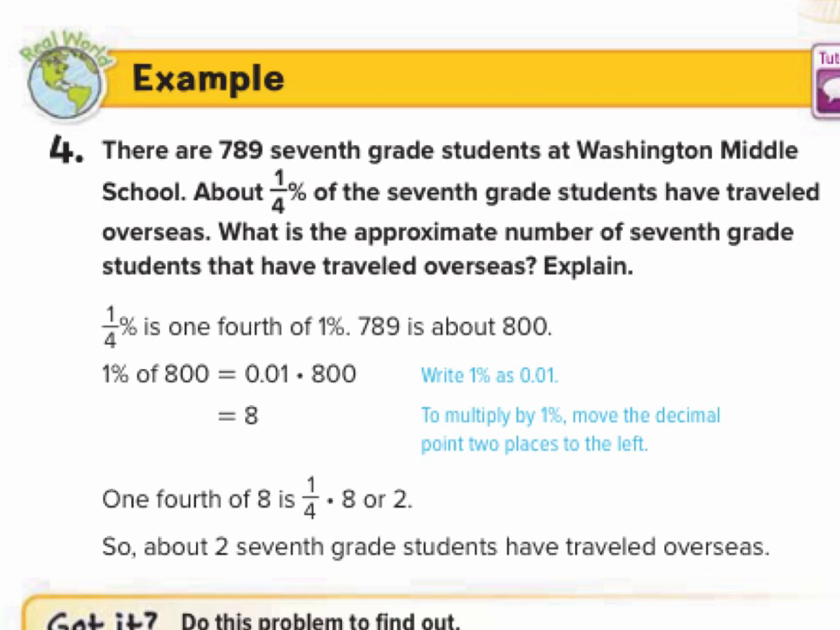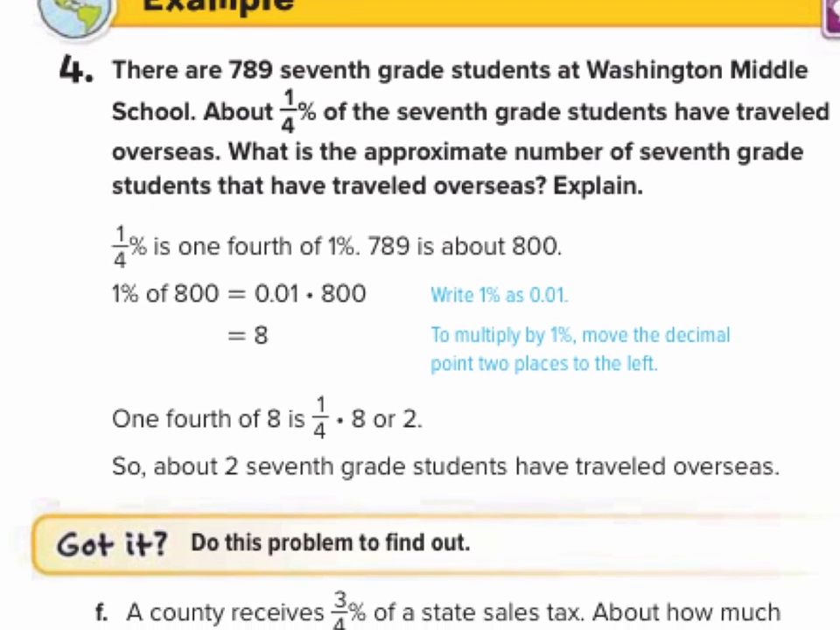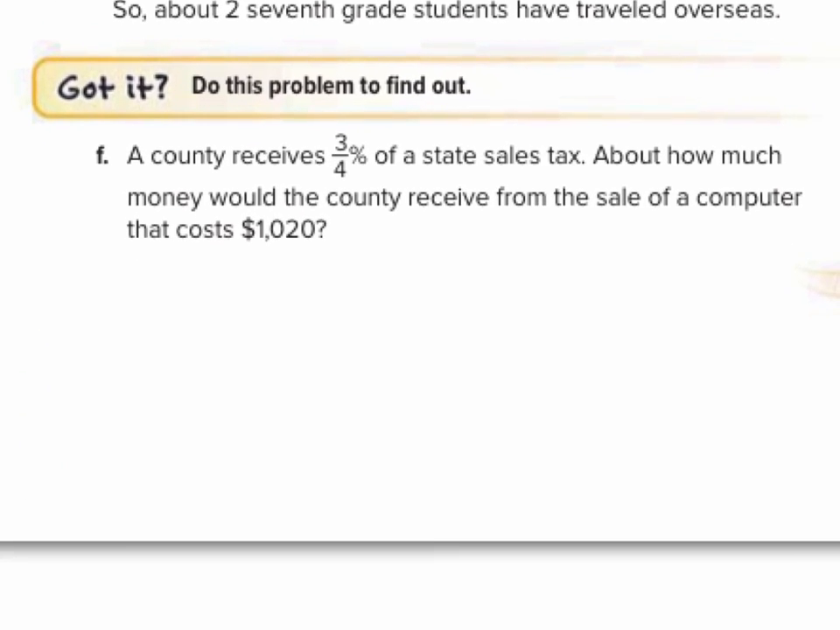Now remember, 1/4% is 1/4 of 1%. And so if we take our 1% value, which was 8, and multiply it by 1/4, we'll get that 1/4%. 1/4 of 8 is 2. So out of all those students, 2 7th grade students have traveled overseas. Let's see if we can do this on our own. Do we got it? We'll find out.